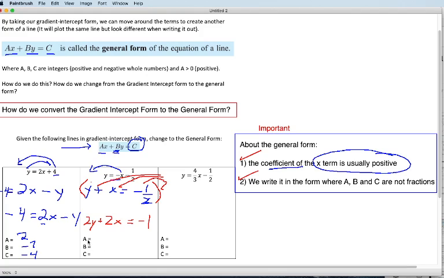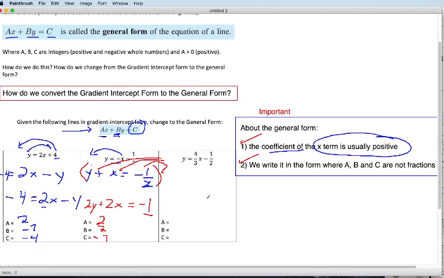So now we can write the values of a. The a is the number in front of the x, so it's 2. The b is the number in front of the y, which is also 2. And c is the number on the other side here with no x and y terms, so this is -1. So we have those there.